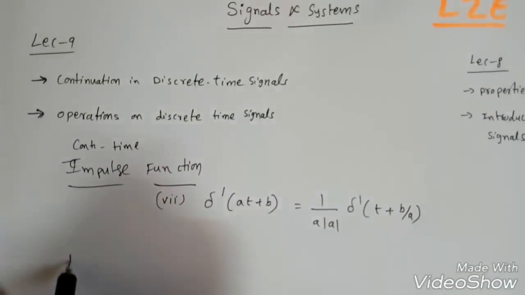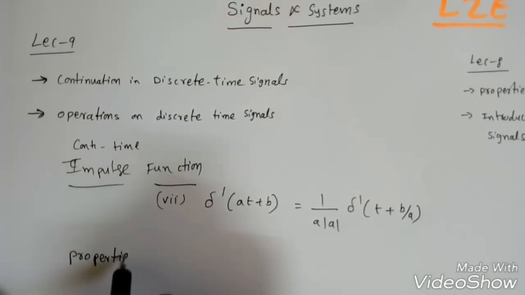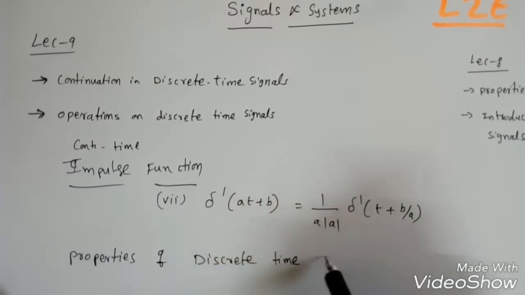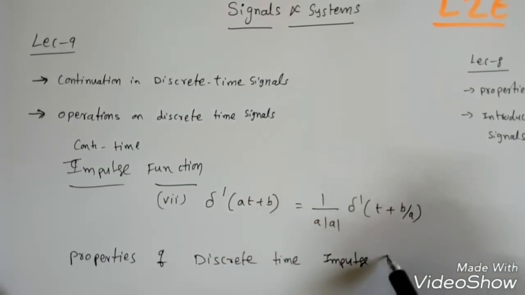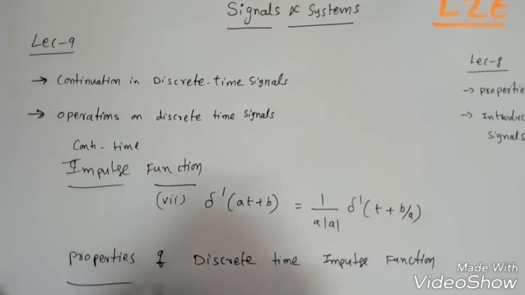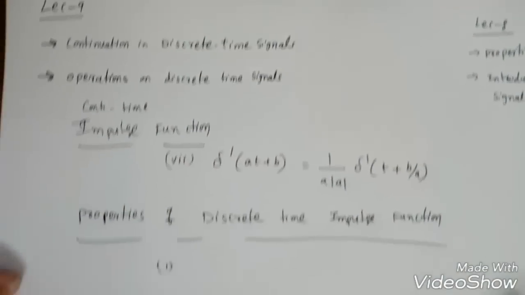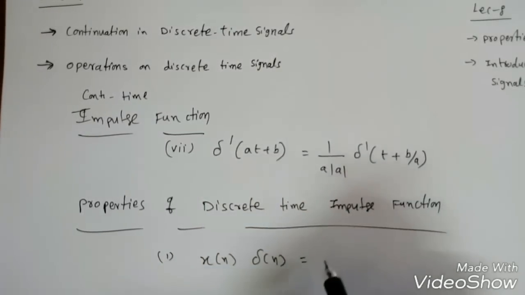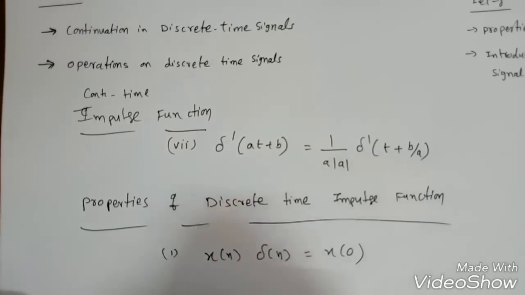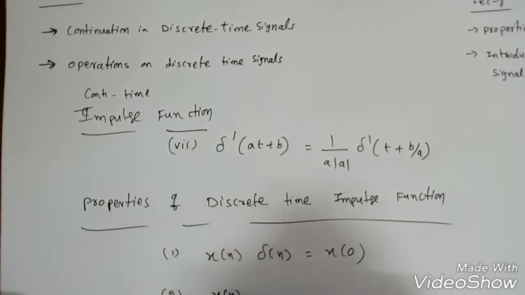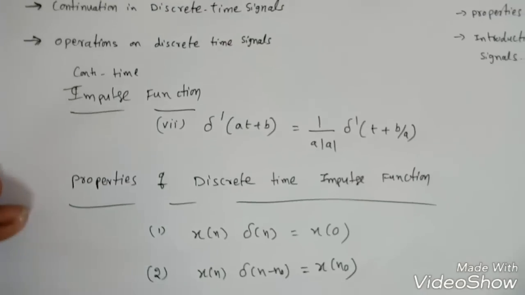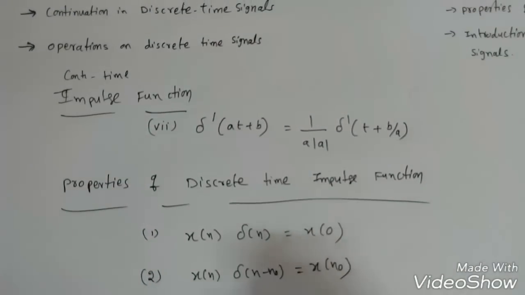Next we will see some properties of discrete time impulse function. Only one or two will be there. That is, first one, suppose if x of n is multiplied with delta n, so what is the value? We will get x of 0. Similarly, x of n delta n minus n naught, so what is the value? We should get x of n naught. These are the two properties in discrete time impulse function.